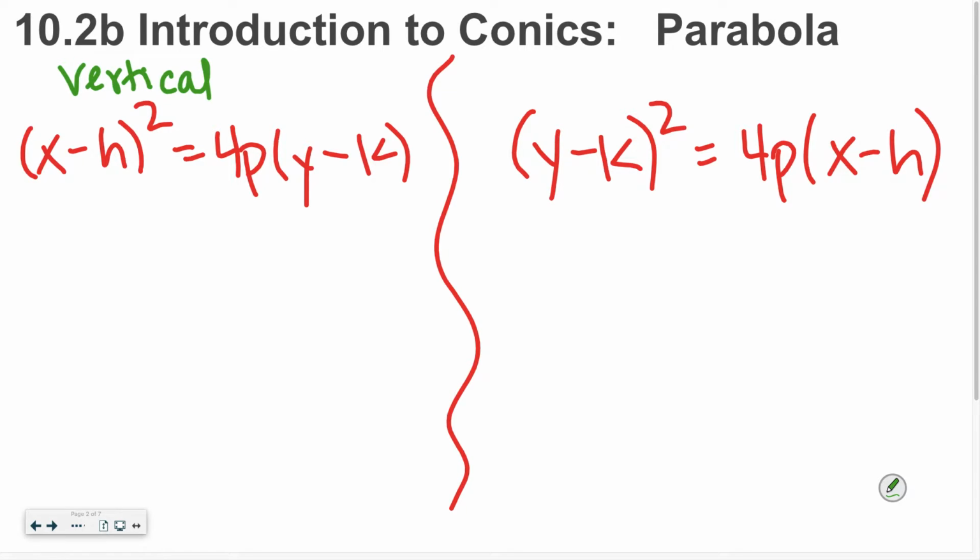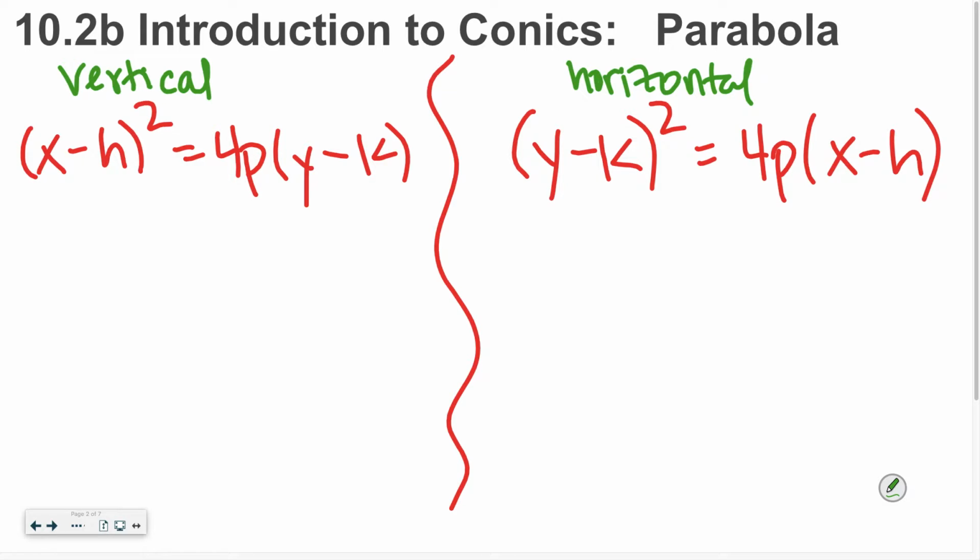We are used to the x being squared in a parabola equation. We are used to parabolas opening up or opening down. Which means these parabolas are going to be horizontal. They're going to open left or right. That is awkward to us. Y being squared is awkward to us in a parabola.